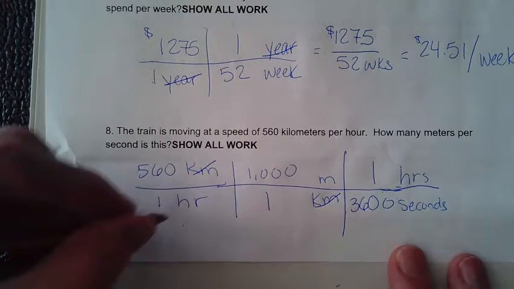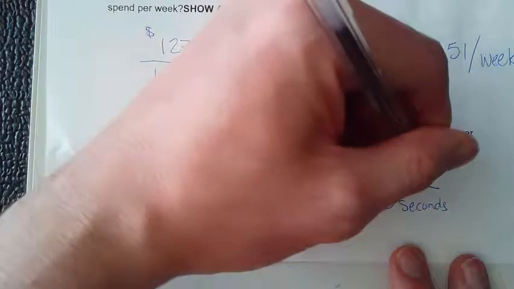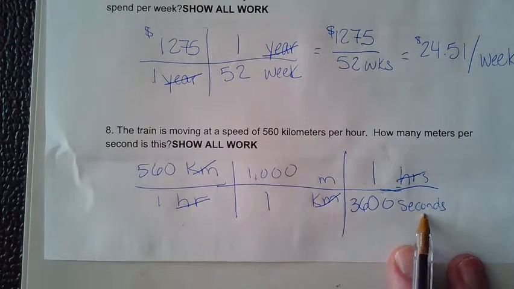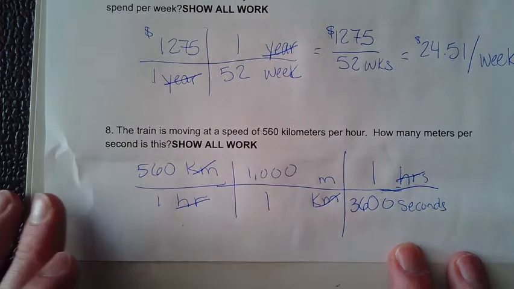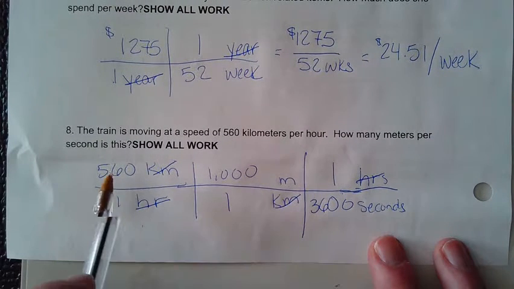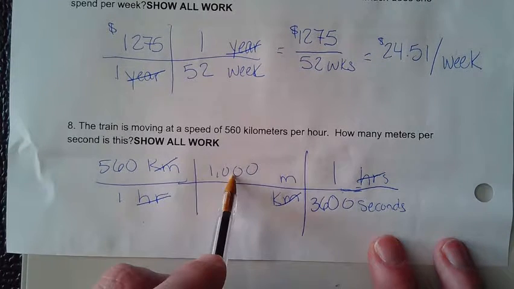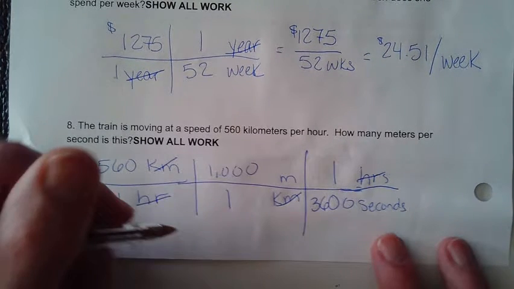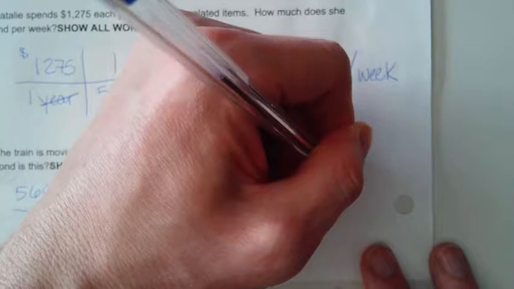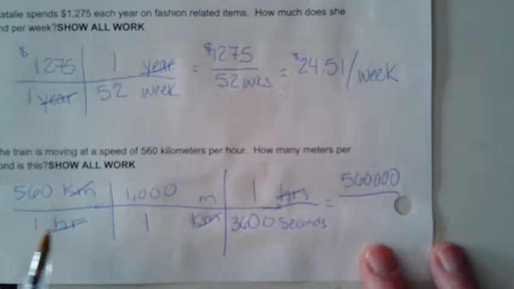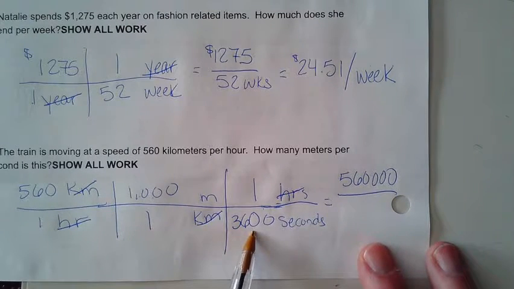Alright, so now I can cross off my hours and hours. So the only thing left up top is meters, good. Only thing left on the bottom is seconds, good. Now we can multiply across. So I need 560 times 1,000. Well, that's easy. I'm just going to add 3 zeros to 560. 1, 2, 3. Over 3,600.